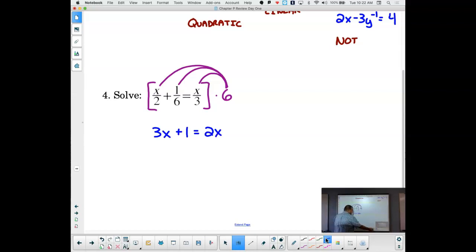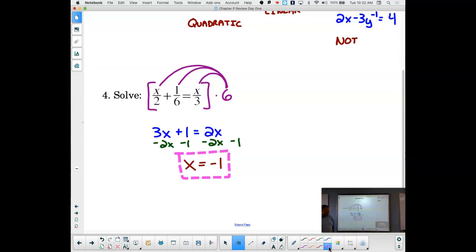Then I can go through and solve this. Subtract 2x here, subtract 1 at the same time, and that gives me x equals negative 1. Or if I would have just subtracted 3x from both sides and then divided by negative 1, I would have also gotten negative 1 equals x. But in either case, it's negative 1. Thumbs up, all good? Yes? Okay. Love it, love it.